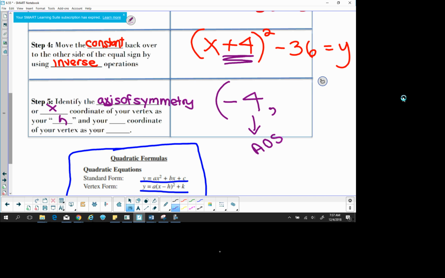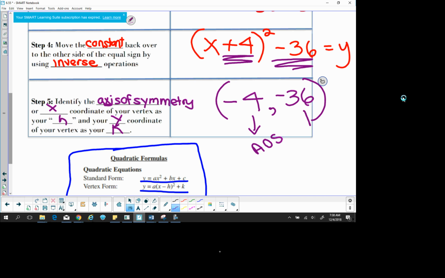The y-coordinate of my vertex is my k. And so we can see it's plus k, so it's the same sign. So what is your k right here? Negative 36. And that's your vertex.